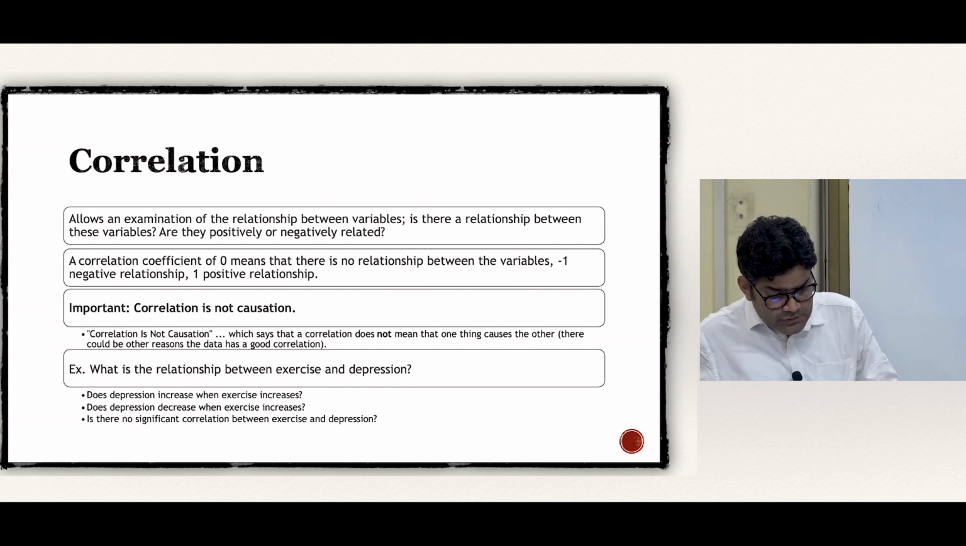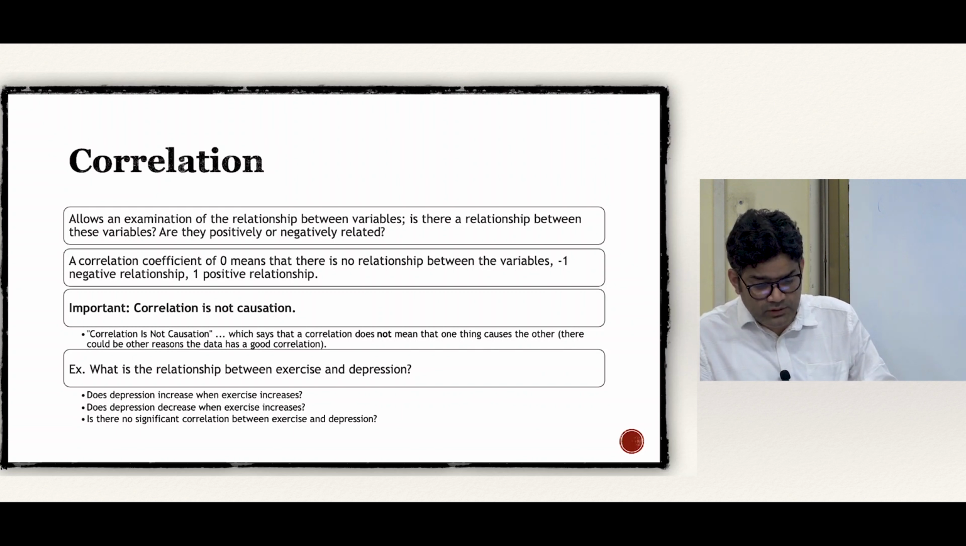So correlation allows an examination of relationship between variables. Is there a relationship between these variables? Are they positive or negative? We have a range from +1 to -1. Generally, the values lie in between. Okay.